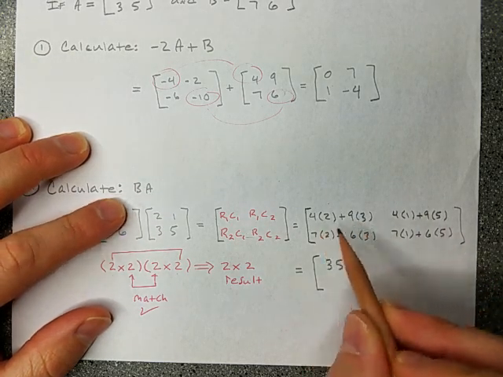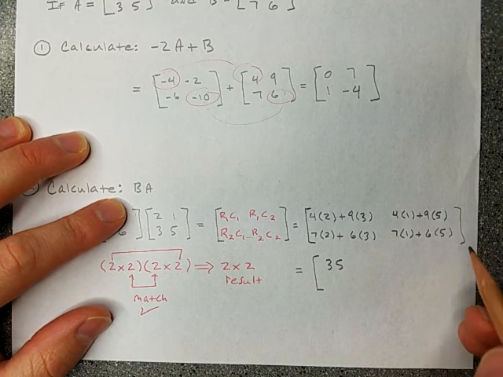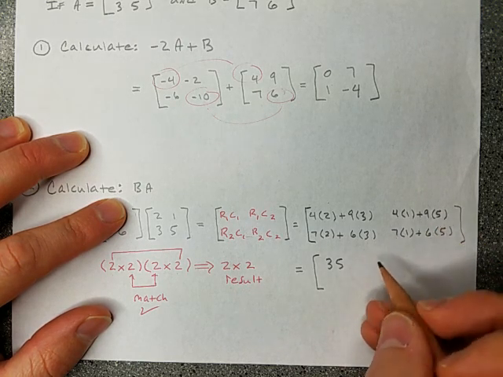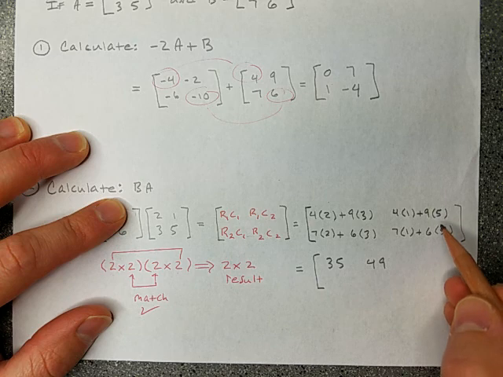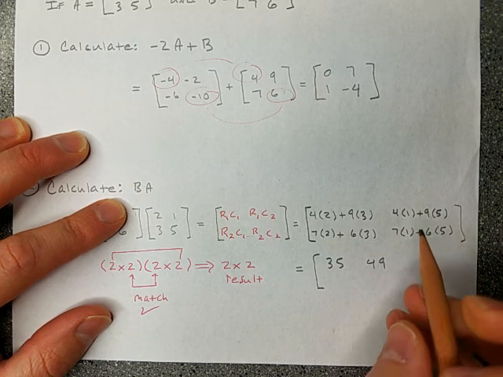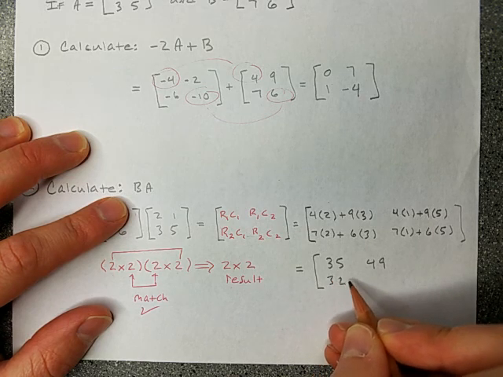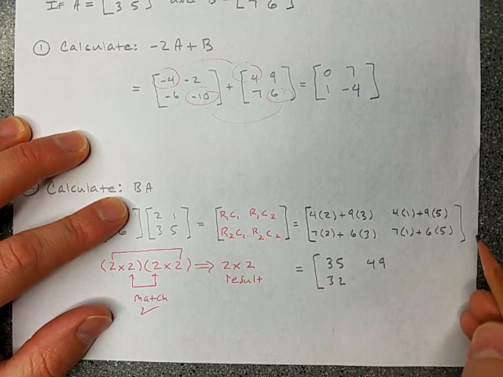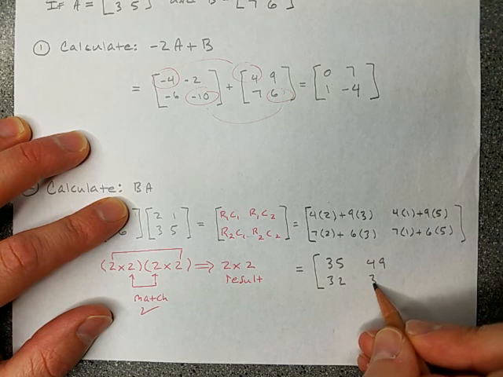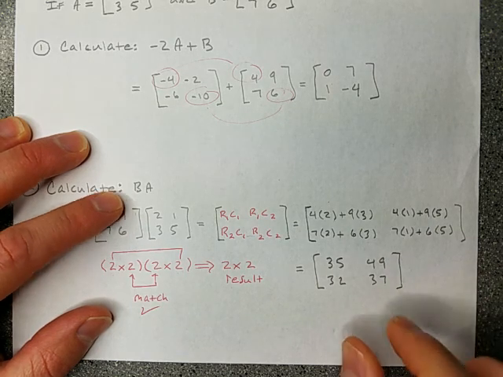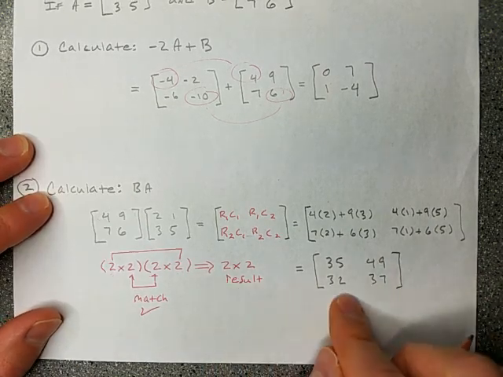Okay, so 27 plus 8. And then here we'll get 49, because that's 45 and 4. 18 and 14, that's going to be 32 right there. And then 37. All right, so there's our final 2 by 2 result.